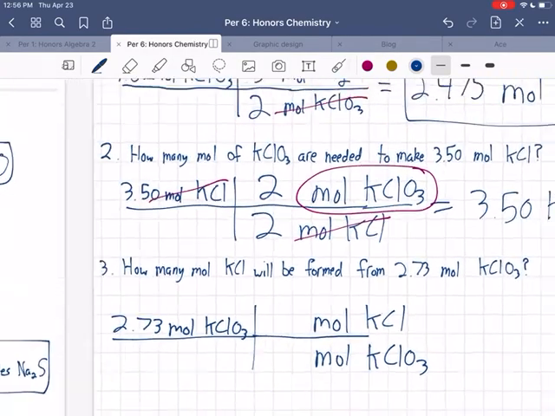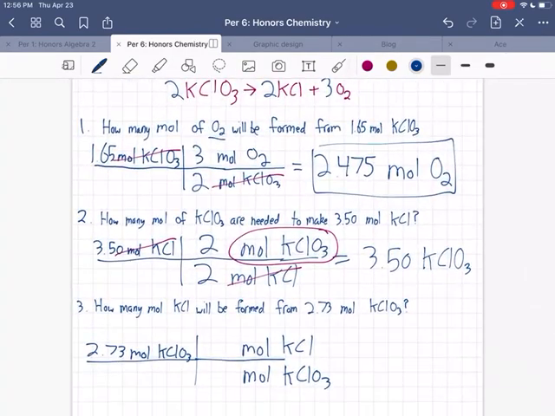Let's look at the ratios one more time from the equation. That would be a 2 here and a 2 here. Once again, we don't need to go through all these calculations because we know that these have the exact same ratio. So if you've gotten to this point and you've realized these have the exact same ratio, then I already know that my moles at the end have to be the exact same. 2.73 moles of KCl.